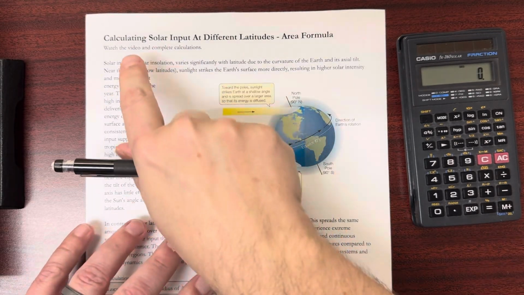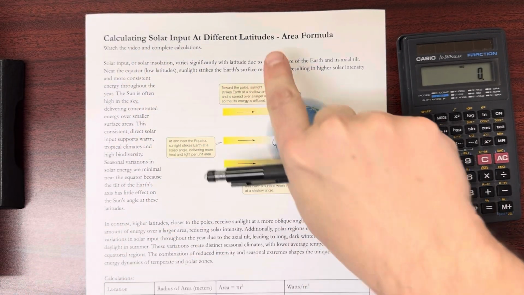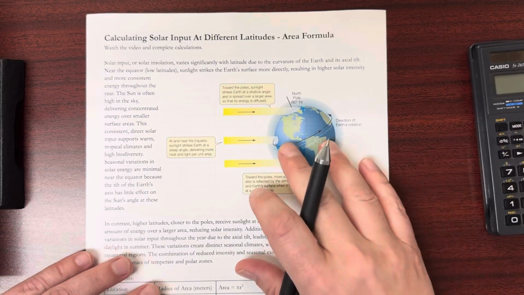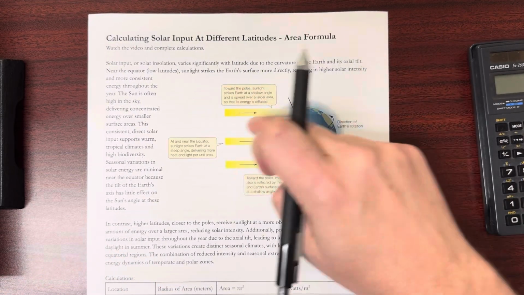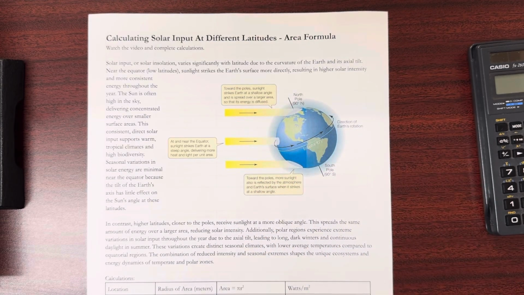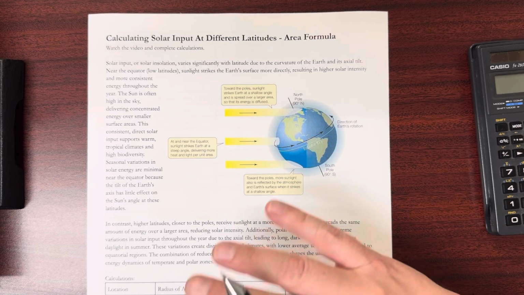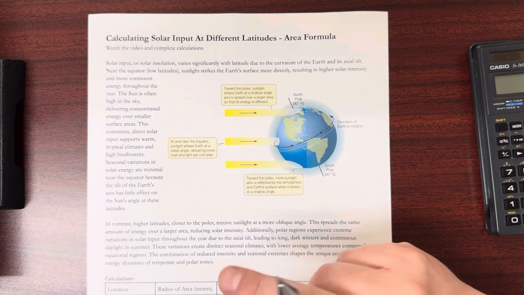Hello, today I'm going to go over calculating solar input at different latitudes, the area formula. What we're talking about here is the Earth and sunlight coming into the Earth's atmosphere and striking the surface of the Earth. Well, because of the angle, not all areas get the same amount of energy per area.